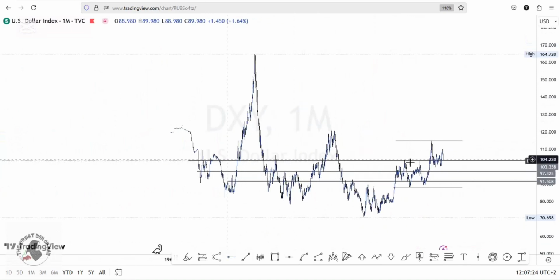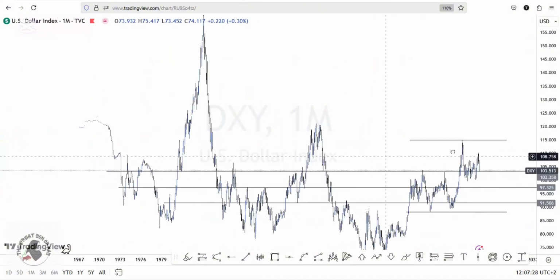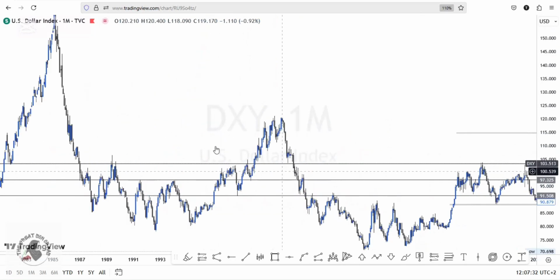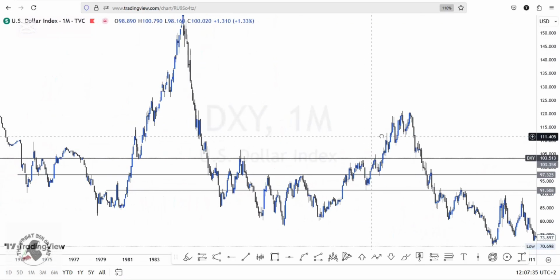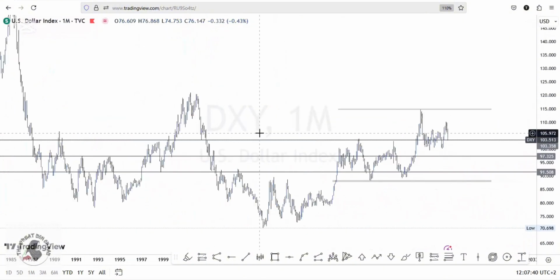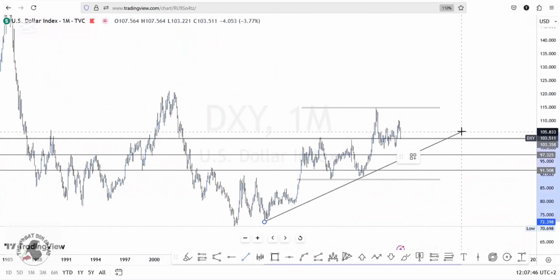Okay, let's see. I feel like at this point I'm gonna have problems. Okay, let's see. Okay, let's identify our trend, our structure actually, and see.